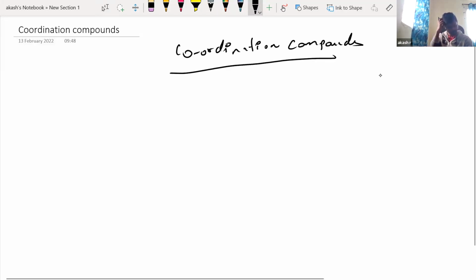Okay, so this chapter is again going to be a very interesting chapter. As the name tells you, we are going to study a special class of compounds called coordination compounds, which you might have encountered in some of the chapters. You might have come across them, but you didn't know that they are called coordination compounds. These coordination compounds are very special because they are extensively used in medicines.